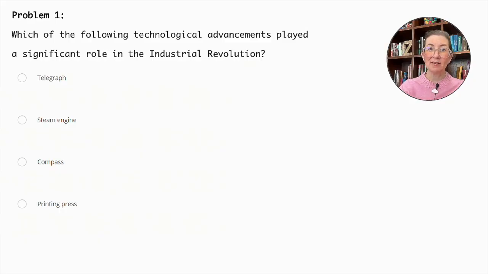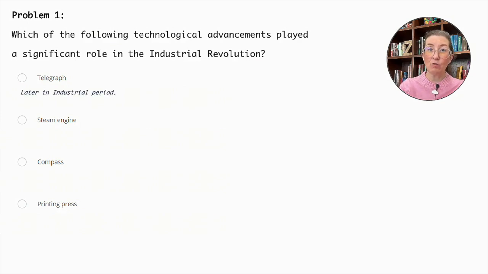Problem number 1. Which of the following technological advancements played a significant role in the Industrial Revolution? Telegraph, steam engine, compass, or printing press? The technological advancements of the telegraph, compass, and printing press did not play as significant a role in the Industrial Revolution as the steam engine.